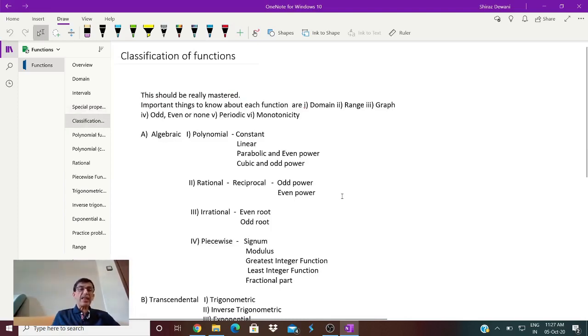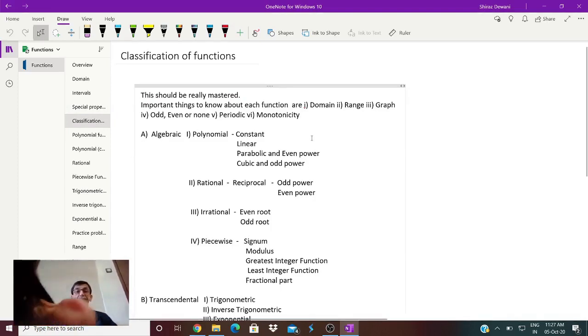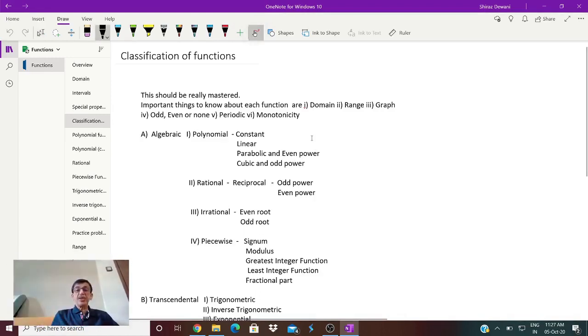Then we talked about the classification of functions. This should be really mastered. Important things that you should know about each function are the domain, the range, the graph. You should know the graph of each function very well, whether it is odd, even, or neither of them, periodic or not periodic, and monotonic or not monotonic.